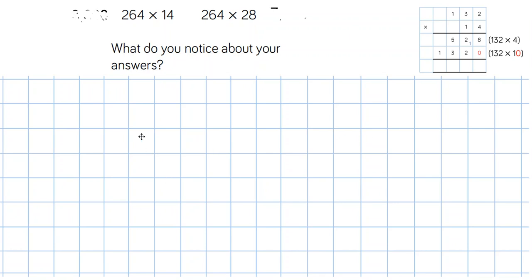Okay, I'm not going to write them all down for you in this one. I'm just going to reveal the answer. So 264 multiplied by 14 is 3,696.